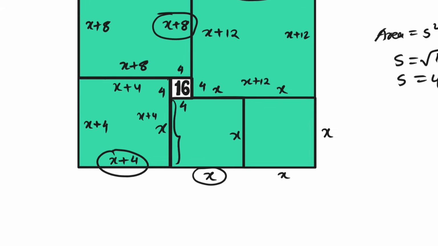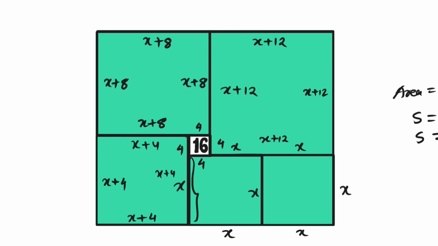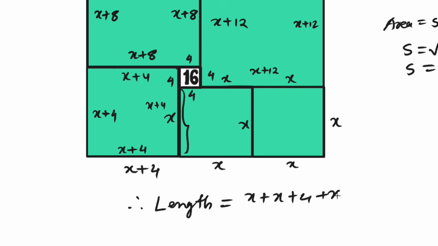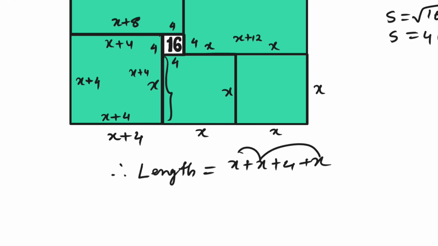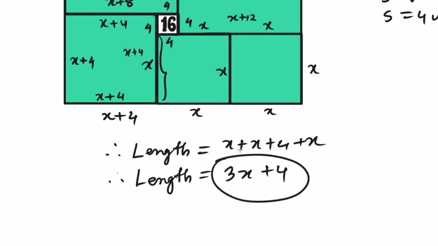Let's first calculate the horizontal length using the lower part of the rectangle. Along that direction, we have one section of length x, followed by a section of length x plus 4, and then another section of length x. So the complete length is x plus 4 plus x. Now combine the 3 x terms. x plus x gives 3x, and the remaining 4 stays as 4. Therefore, the total horizontal length is 3x plus 4.